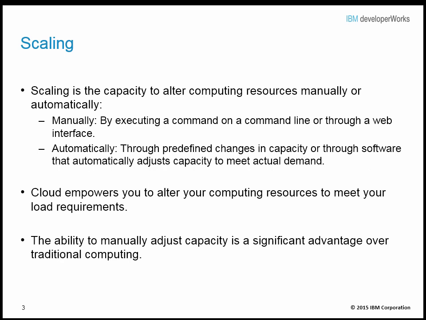The cloud empowers you to alter your computing resources to meet your load requirements. Capacity can be altered both manually, by executing a command on a command line or through a web interface, and programmatically, through predefined changes in capacity or through software that automatically adjusts capacity to meet actual demand. The ability to manually adjust capacity is a huge advantage over traditional computing, but the real power of scaling in the cloud lies in dynamic scaling.